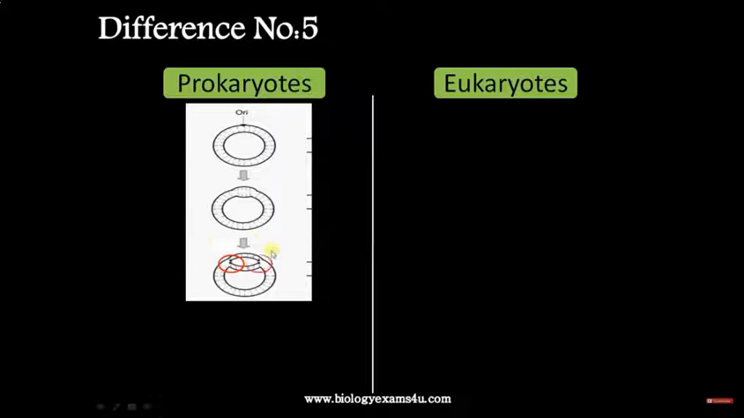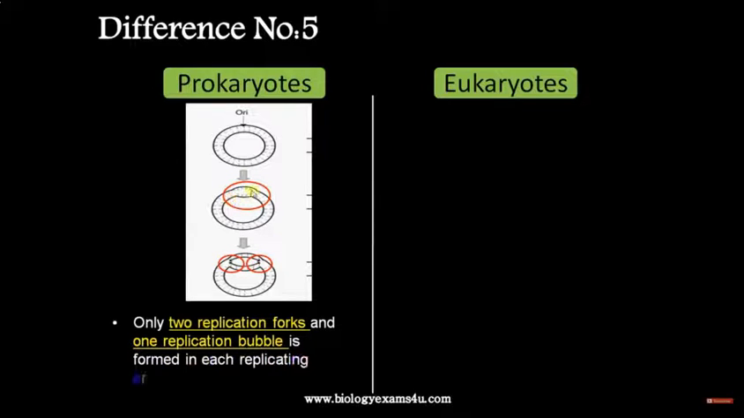Difference number 5 is regarding the formation of the replication fork. In the case of prokaryotes, the replication fork is formed as a result of unwinding of the DNA strand by the helicase enzyme. There are two replication forks and a single replication bubble. This structure is called a replication bubble. As DNA replication is bidirectional, a bubble formation occurs.